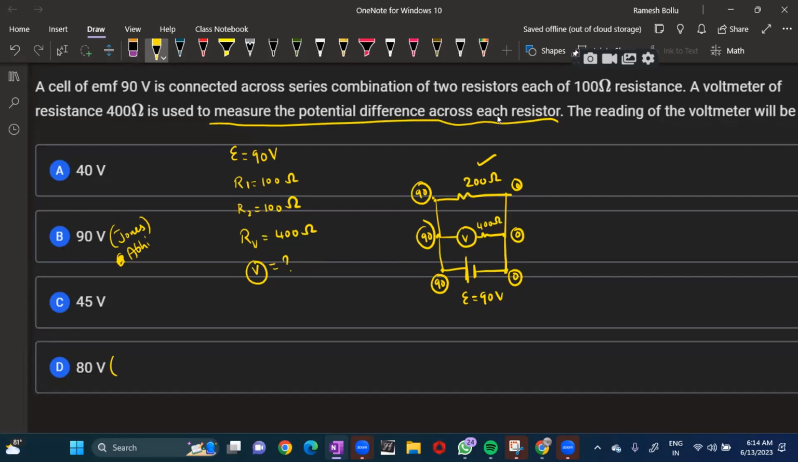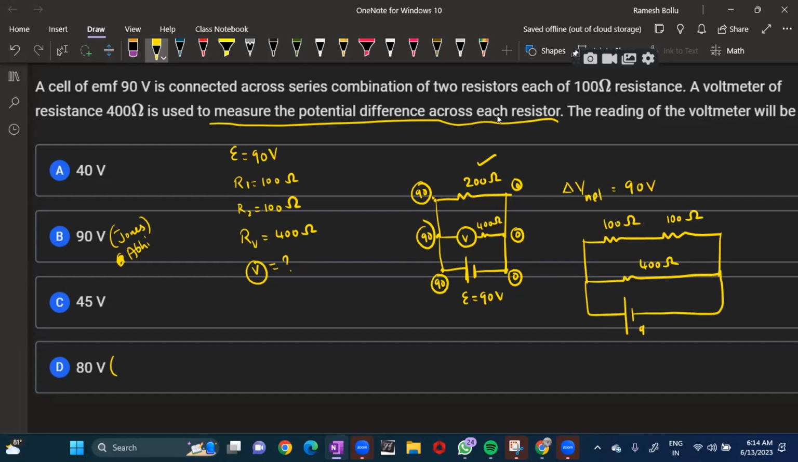Understood? Potential difference across the net resistance is 90 volt, as I told. But he was asking each resistor, means this is 100 ohm, this is 100 ohm, and this is one voltmeter, that is 400 ohm. This is 90 volt. Here 90, here also 90, and here 0. Here also 0, here 90, here 0. I will assume here this is X.